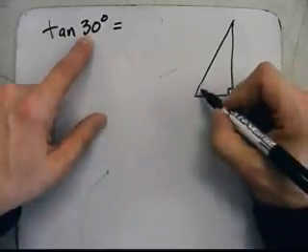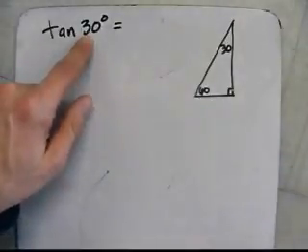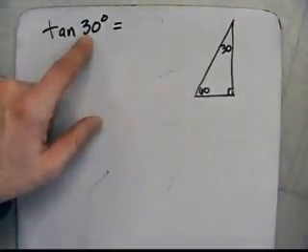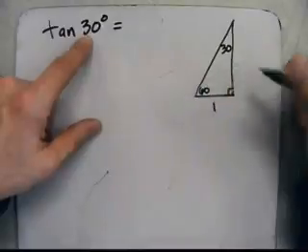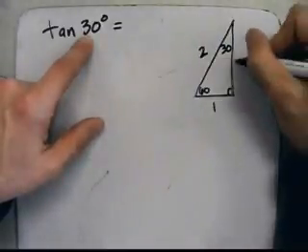Okay? This looks like my 60 right here. This looks like my 30. And I always remember it's 1, 2, square root of 3. 1, 2, 3, and I throw a square root on. 1 is the shortest side, so that's going to be across from the 30. 2 is the biggest, the hypotenuse. Square root of 3 is the oddball.